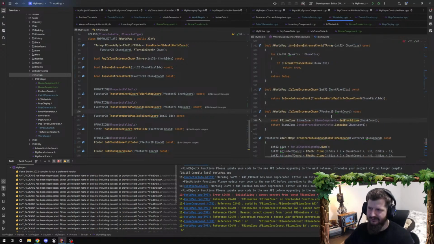Wait, is this a... Oh, it returns a pointer? Yeah, oh, it returns a pointer. Okay, that's why.